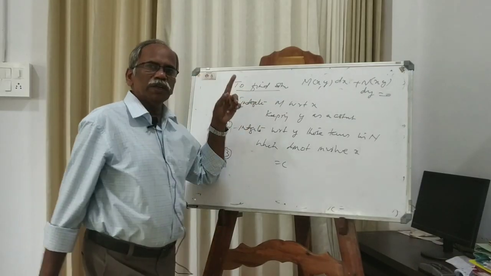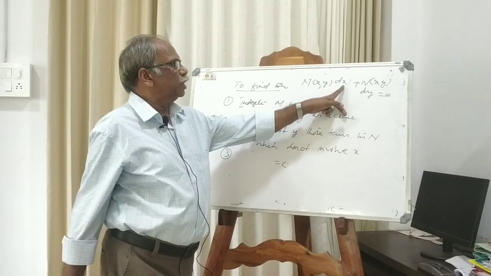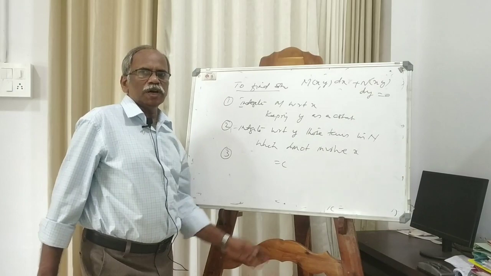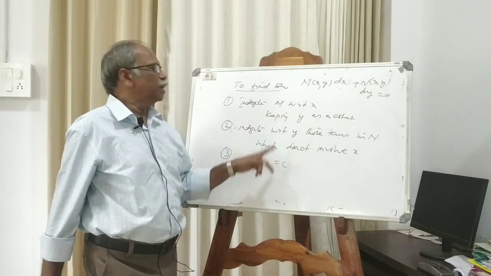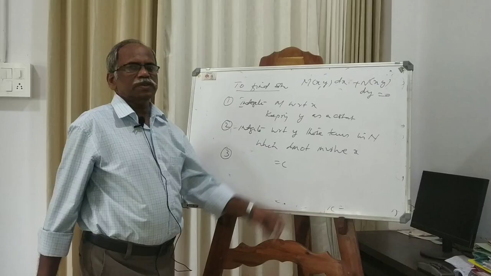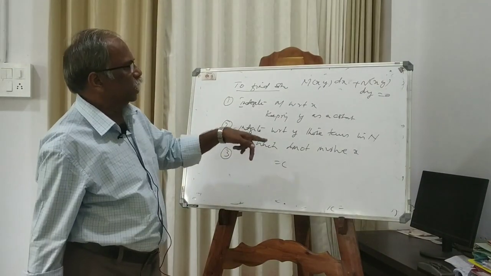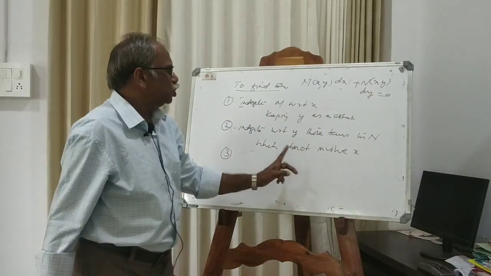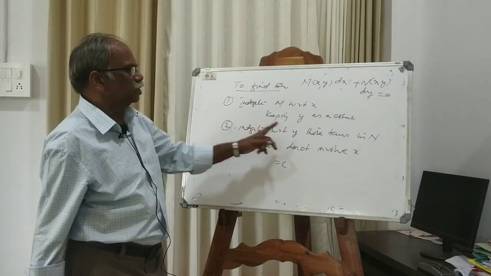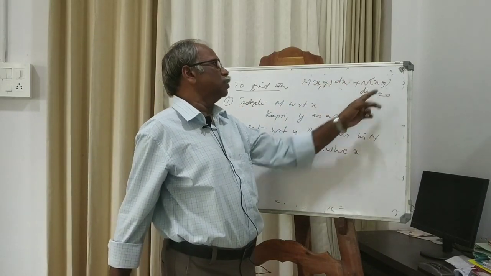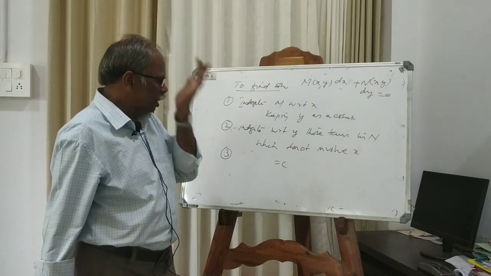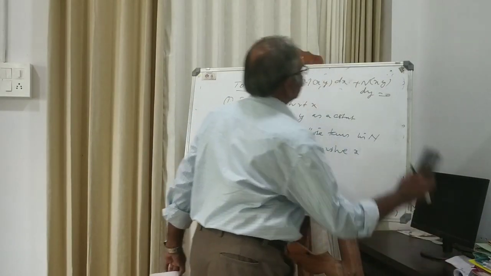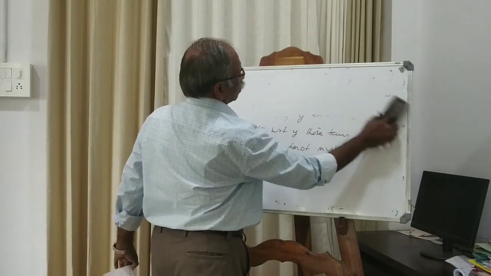The first step is to integrate M, the term containing dx, with respect to x, keeping y as a constant. Similar to partial differentiation, here we integrate partially with respect to x, keeping y as a constant. The second step is to integrate with respect to y those terms in N which do not involve x. Then find the sum of those two and equate this to a constant c. This is the solution of the exact differential equation.